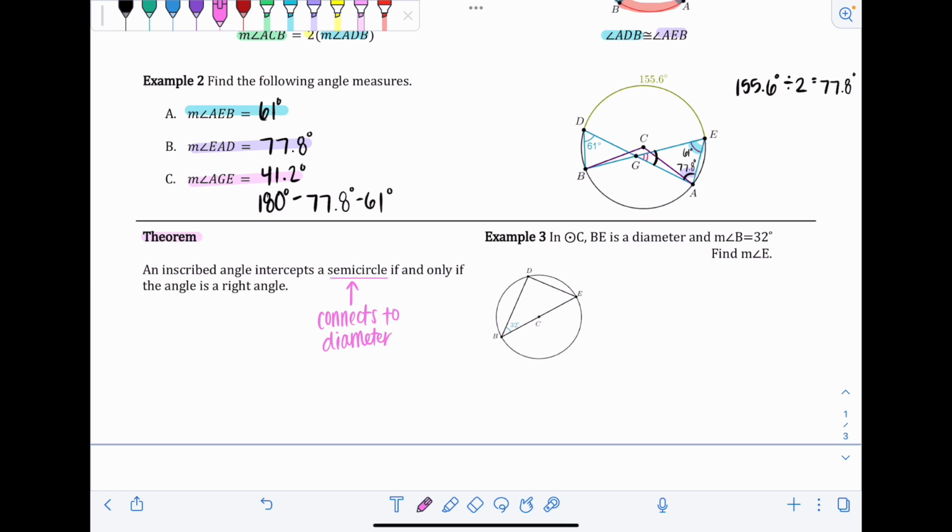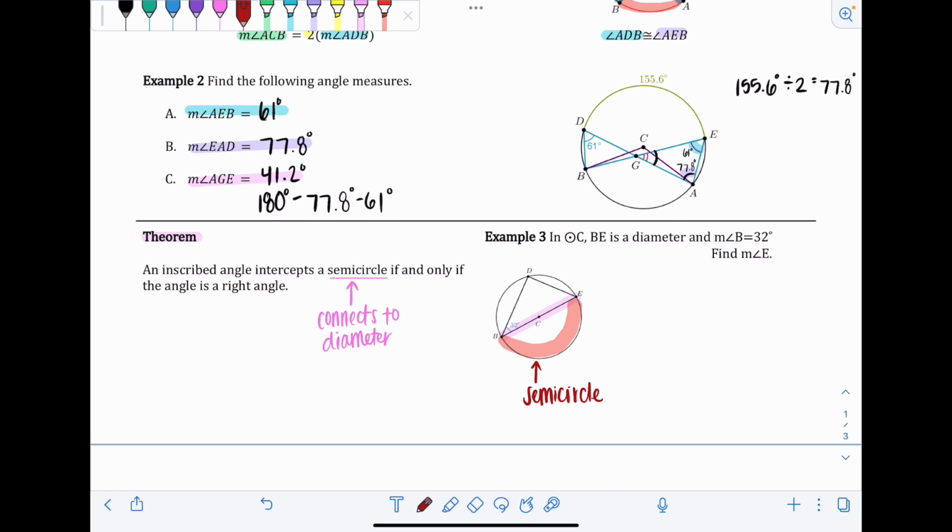Okay, so example 3, it says in circle C, BE is a diameter and the measure of angle B is 32 degrees. We want to find the measure of angle E. So it's giving us that BE is the diameter, and that means that arc BE is a semicircle. So this is a semicircle, meaning it's exactly halfway around the circle.